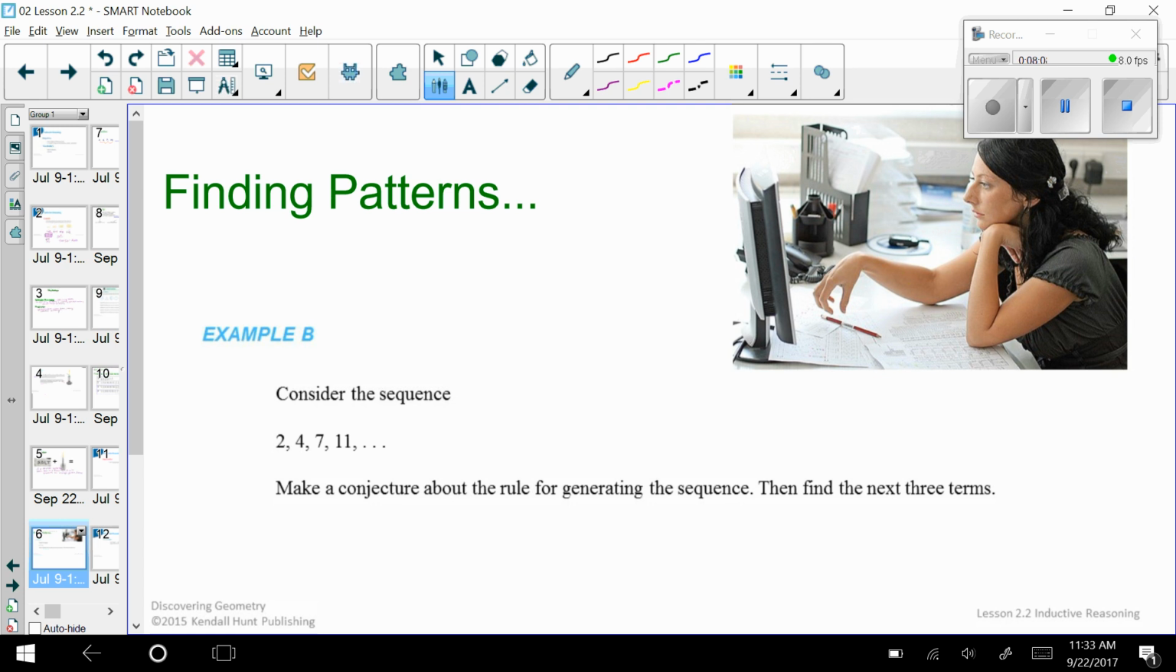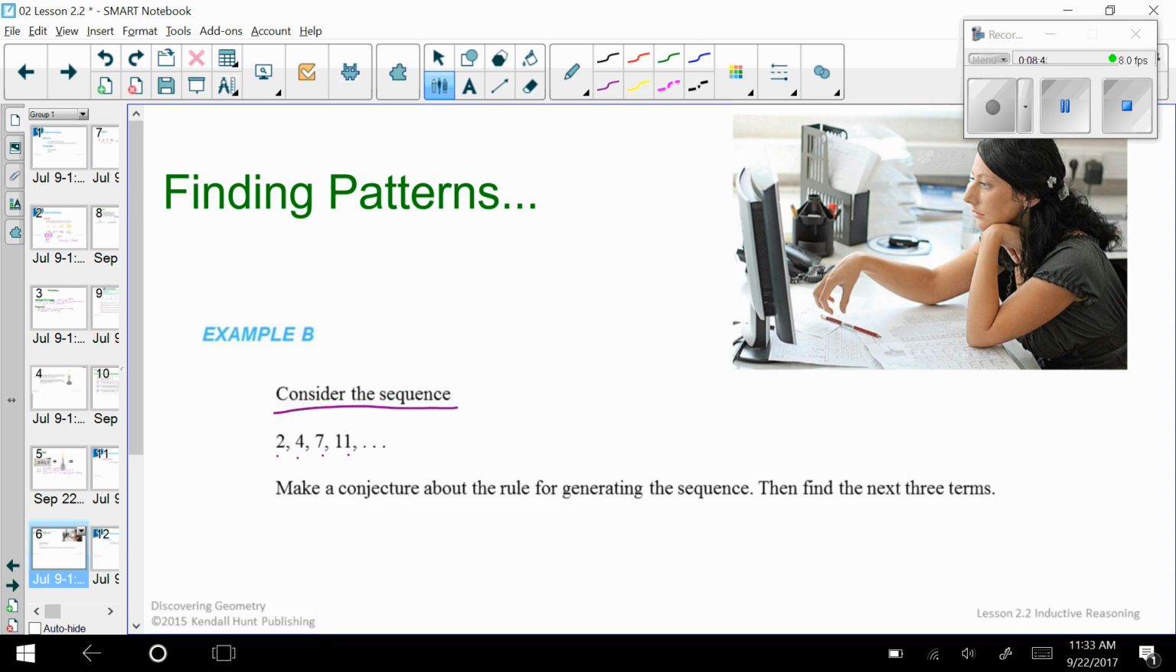So in this next example, we can use inductive reasoning to find the next terms in a sequence, or sometimes we'll use visuals and indicate the next visual in the sequence. But here we're just looking at a few numbers, and we are to make a conjecture about the rule for generating the sequence and then find the next three terms. So what do we first know about 2, 4, 7, and 11?